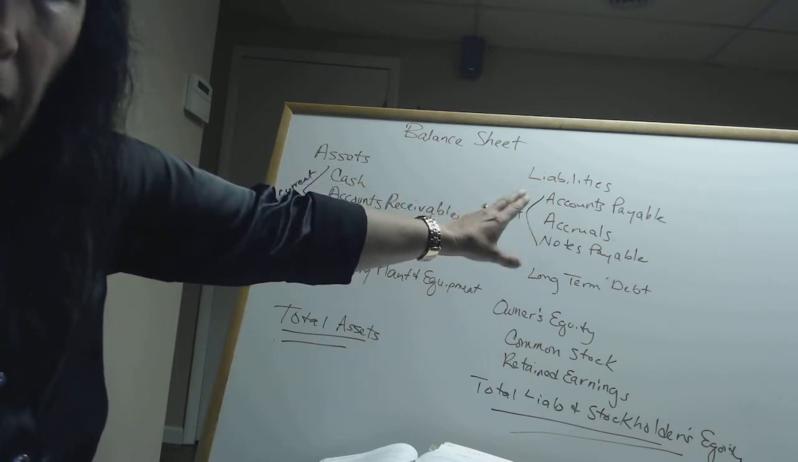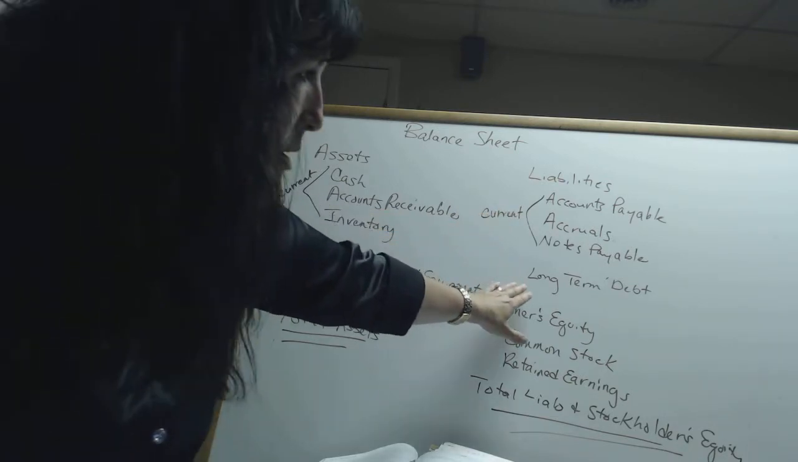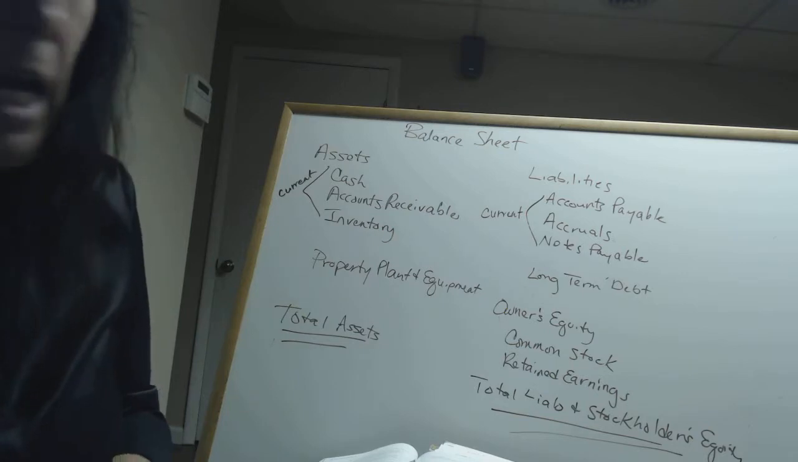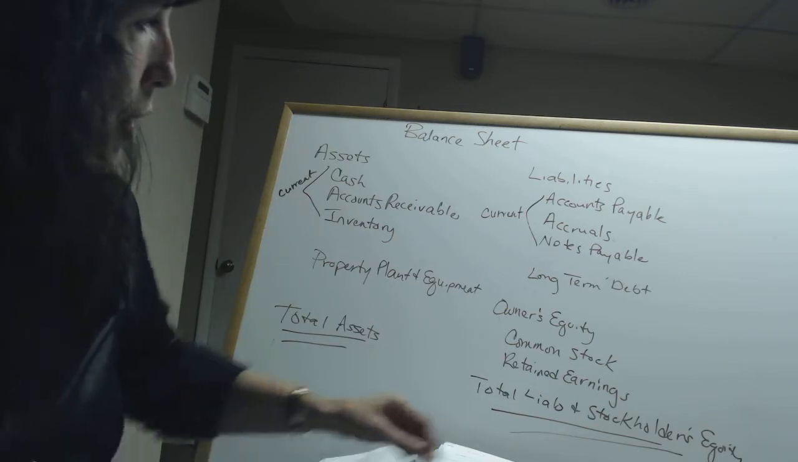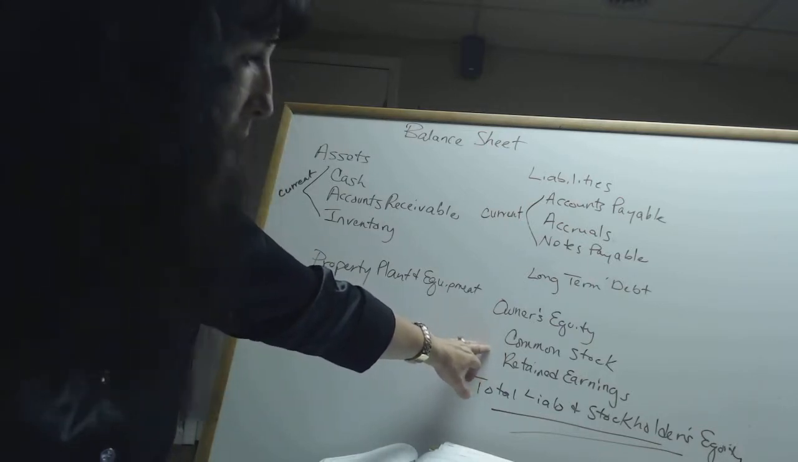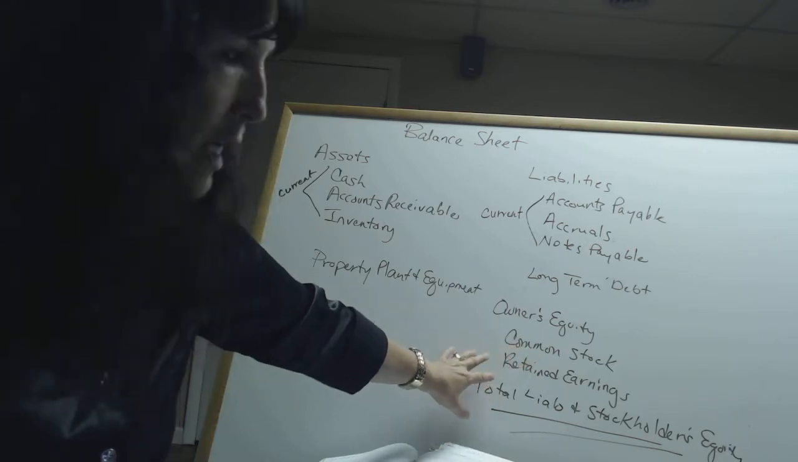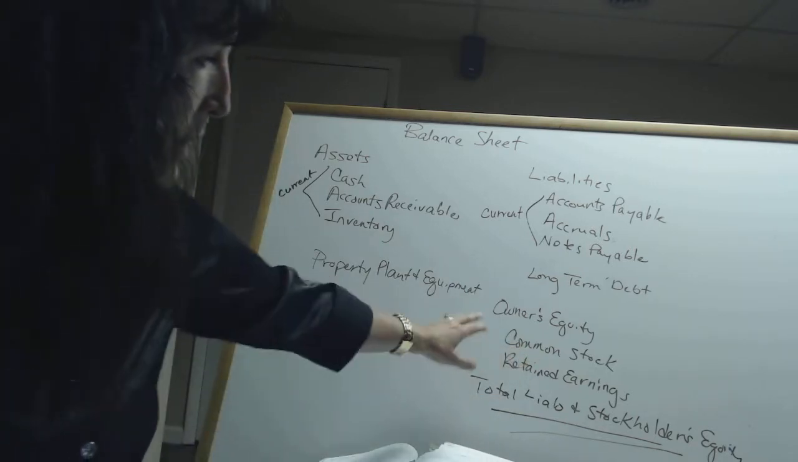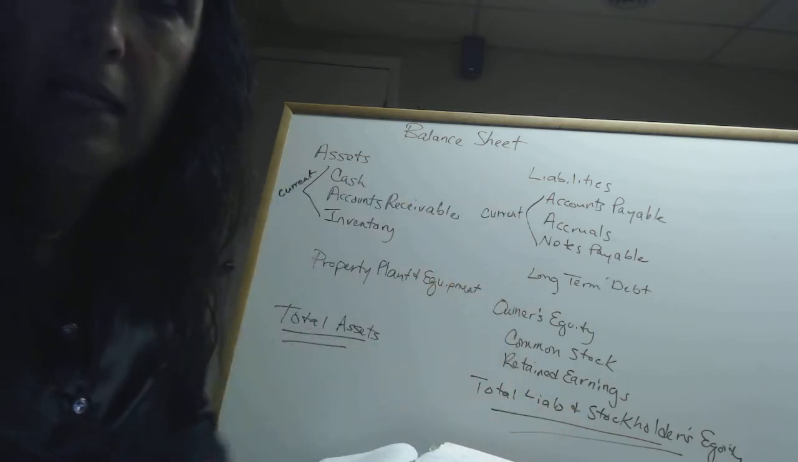So that means it's going to be paid within 1 year. And then you can have a long-term note or bonds that would be considered long-term debt. And that would be paid outside of 1 year. Then we have our owner's equity. Capital stock is the contributed capital of the business, and the retained earnings is the income that has been earned and not yet distributed to the owners. And that gives us total liabilities and stockholders' equity when we add that entire column.